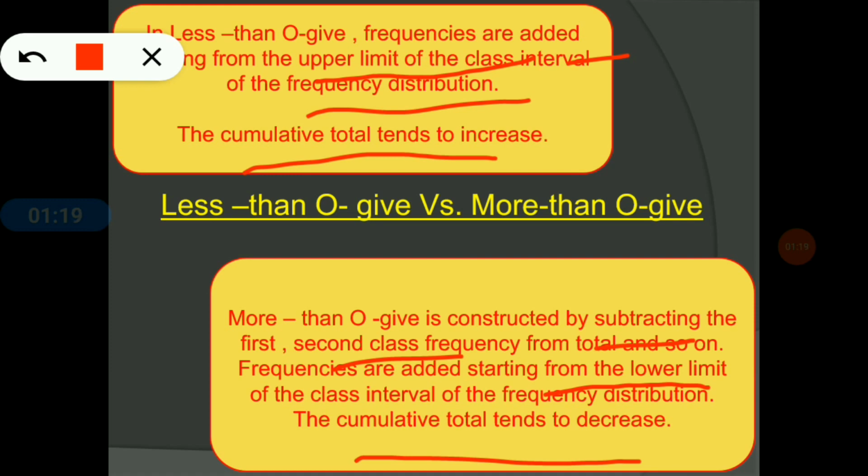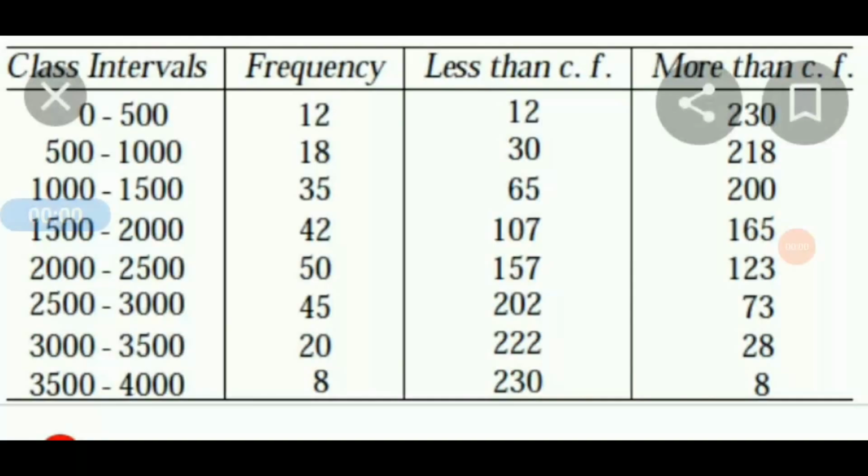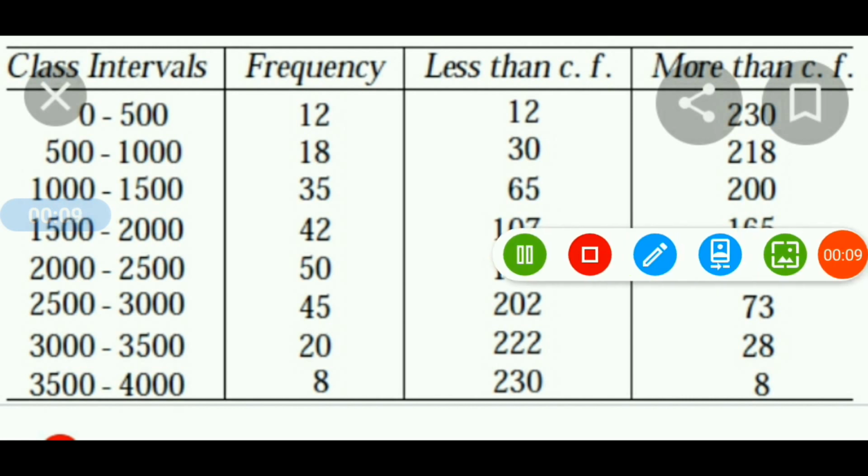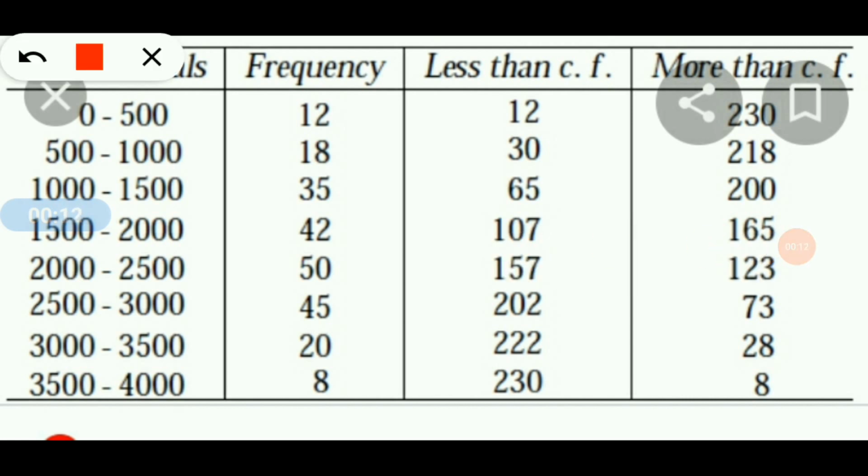Now move on to the next slide. This is the slide for the example of the more than and less than ogive curves. Here we can see four columns. The first is class interval, the second is frequency, the third is less than cumulative frequency, and the fourth is more than cumulative frequency. We use the less than cumulative frequency for the diagrammatic representation of the less than ogive curves, and the more than cumulative frequency for the more than ogive curves. Now let's start the calculation process.